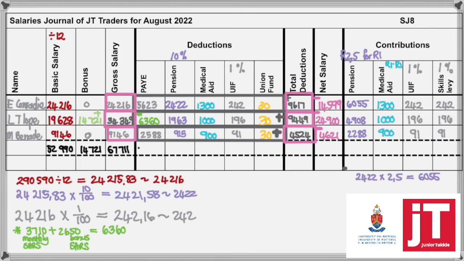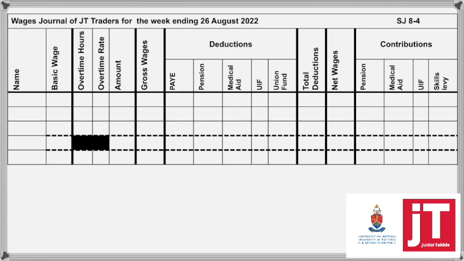And all you need to do is total down and get your final totals. And the final totals is what we will post to the general ledger, but that will be explained in the next activity. So we won't post individual amounts here. We will post totals like we usually do from a journal. Then the next journal is the wages journal.